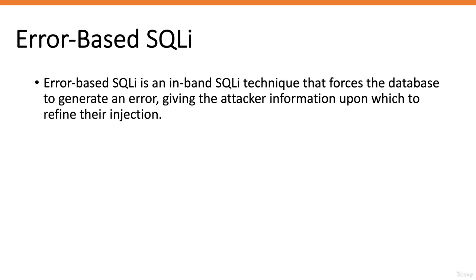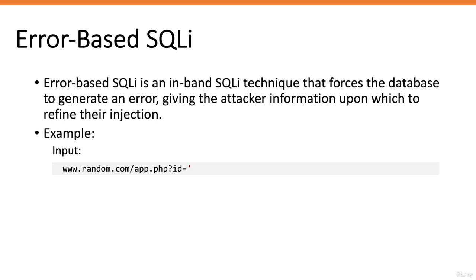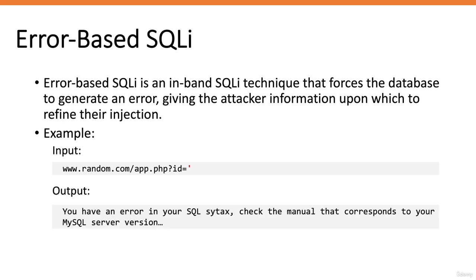Error-based SQL injection is an in-band SQL injection technique that forces the database to generate an error, giving the attacker information that could potentially aid in developing the injection payload. Let's take an example. Imagine you have an application, www.random.com, that has an ID parameter that is vulnerable to SQL injection. In this case, we're putting a single quote in the ID field, and because that is a SQL character and this is vulnerable to SQL injection, that single quote will become a part of the query, and so it'll break the backend query and it'll output an error.